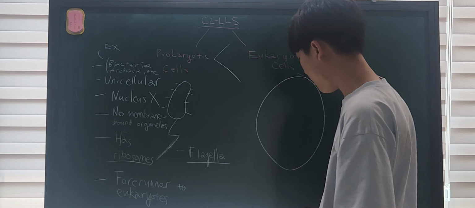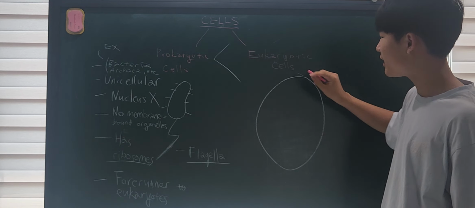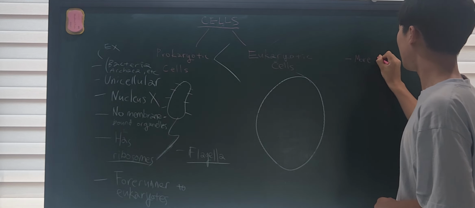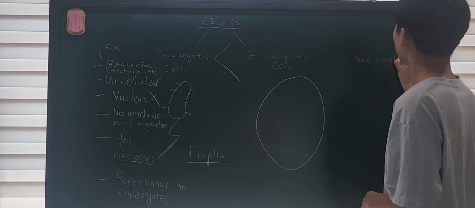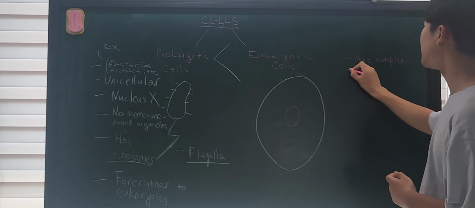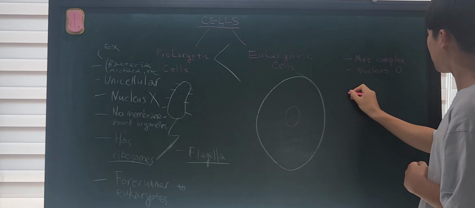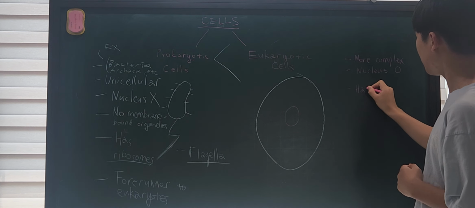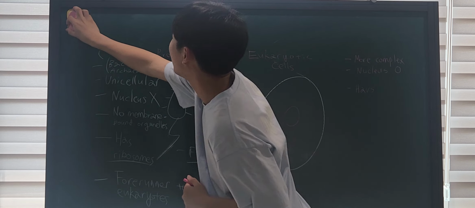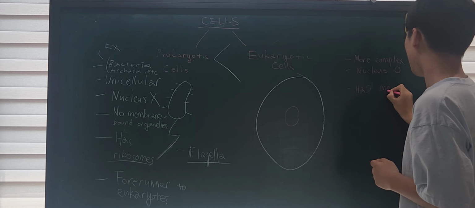Moving on to the eukaryotic cell. First of all, it is bigger than the prokaryotic cell. It is more complex than the prokaryotic cell. And it has a nucleus. And it has membrane-bound organelles.